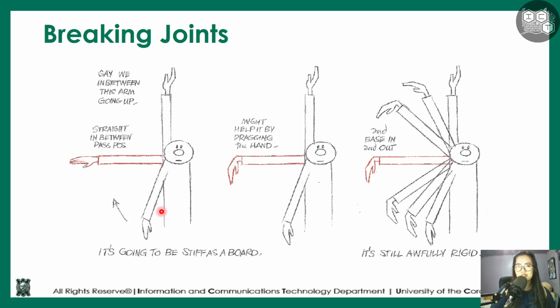Next one is breaking joints. So this one is a bit complicated. So let me try to explain this a little bit more. Breaking joints is essentially the idea of bending your joints one at a time or in strategic ways so that the movement of your different body parts would be very fluid. So like for example, in our arms.